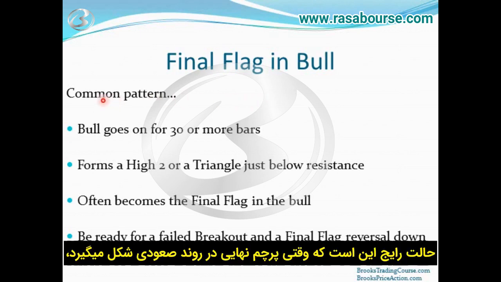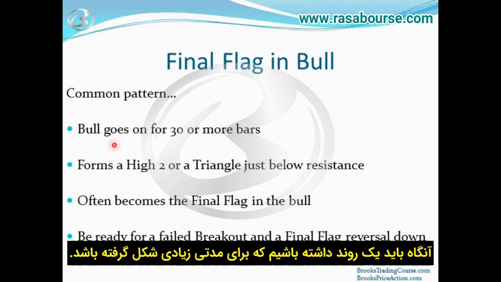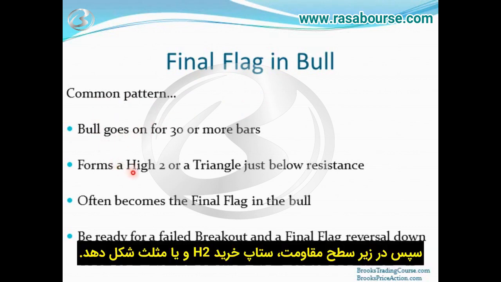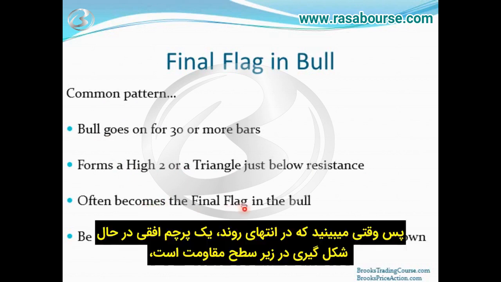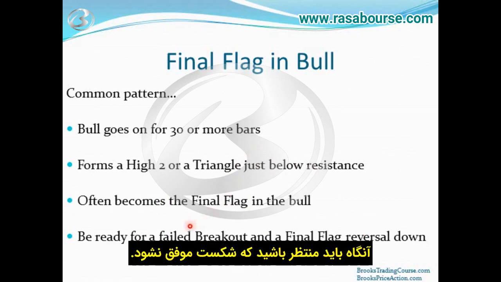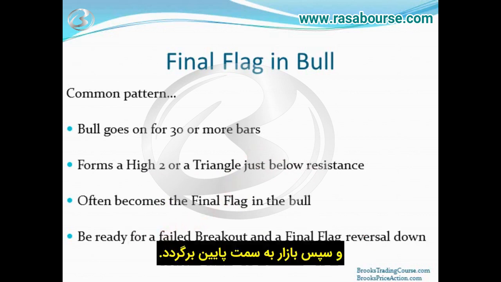A common situation, for example, is a final flag in a bull trend. You have a bull trend that's going on for a long time, and then it forms a high 2 buy setup or a triangle just below some resistance level, and that flag often becomes the last flag in the bull trend. So when you see a horizontal flag occurring just below resistance late in a trend, you have to be ready for the breakout to fail and for the market to create a reversal down, and it's often a very good short.